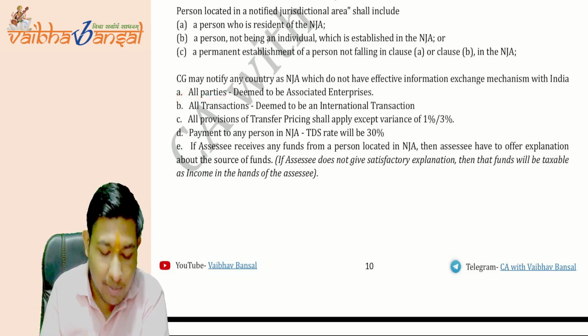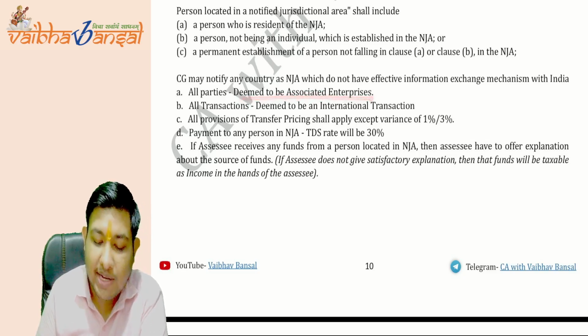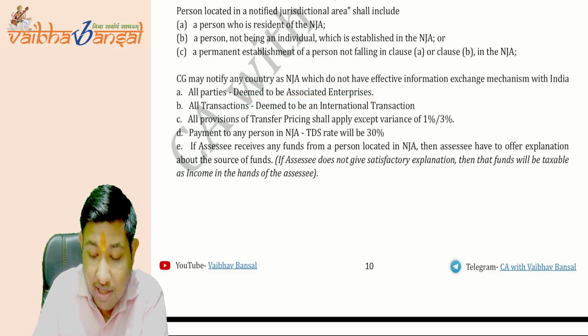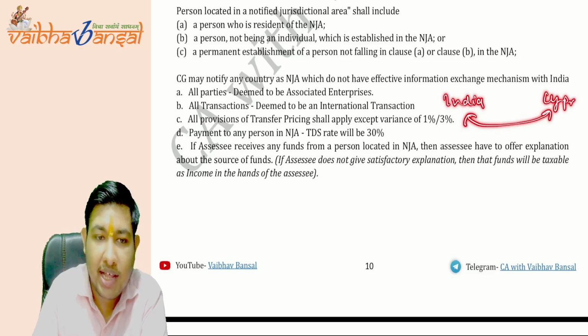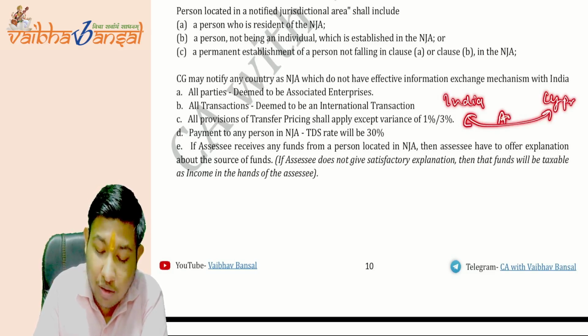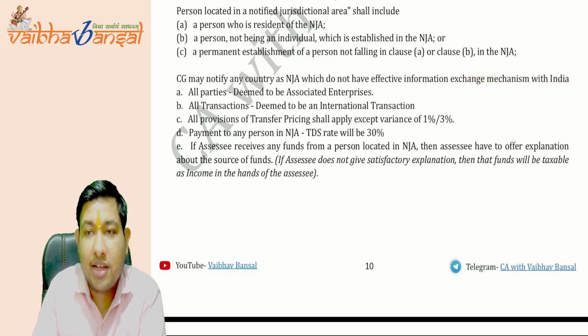Both the parties, or all the parties, will be deemed to be associated enterprises. Suppose there is Cyprus, and there is India. There are two entities transacting with each other, and these are not AEs. But it is an NJA, suppose notified by the Government of India, then this party will also become the AE of this Indian entity. Is this point clear?